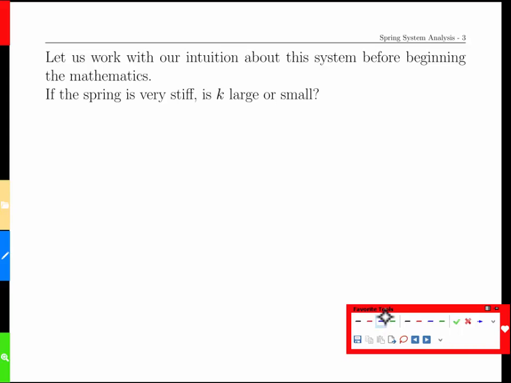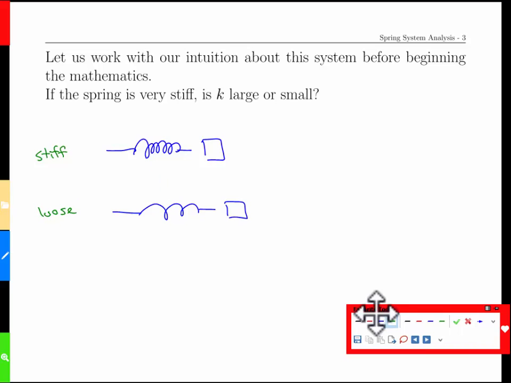Now, we're going to just try to do some mental experiments here. So imagine we have a very, very tightly coiled spring here, and we have sort of a loose, springy spring. The very stiff example would be this one here, and then a non-stiff or a loose spring would be this one down here. The way we're going to model the force is as a spring force with a constant k. So F spring is going to be k times the displacement x.